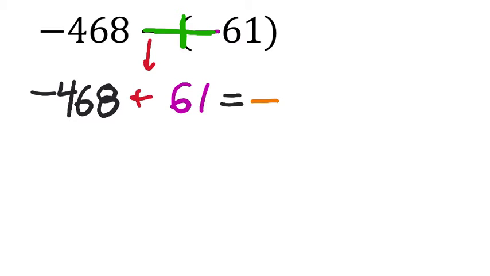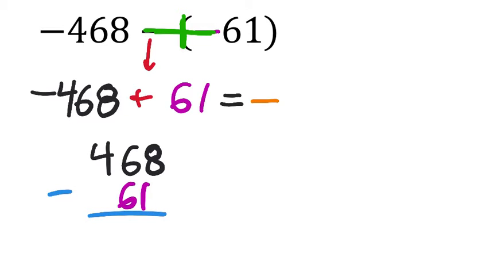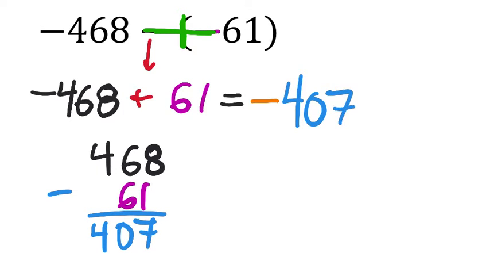Now, since the two signs are opposites, I'm going to take the big number, 468, and I'm going to subtract the smaller number, which is 61, and whatever I get from this will be my final answer. It's just going to be negative. So in the ones place value, 8 minus 1 is 7. In the tens place value, 6 minus 6 is 0, and then I'll just drop the 4. So my final answer here is not just 407, but negative 407.